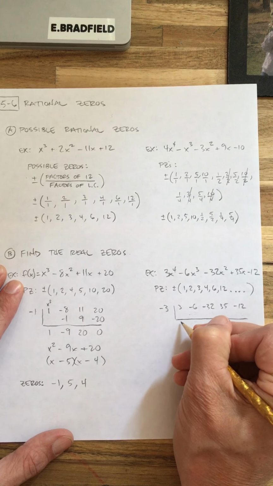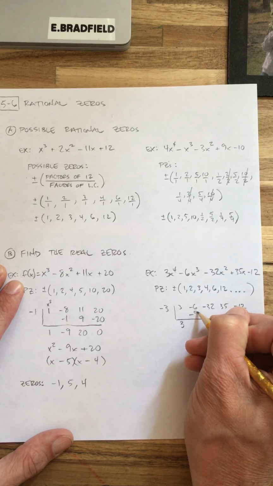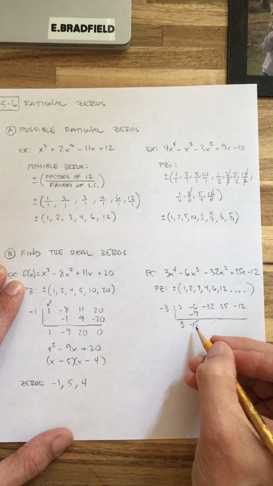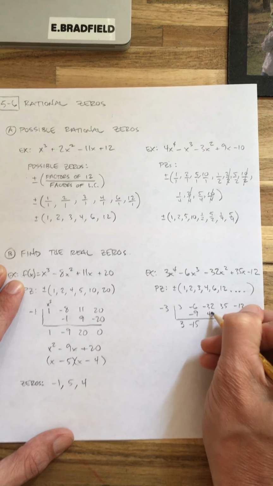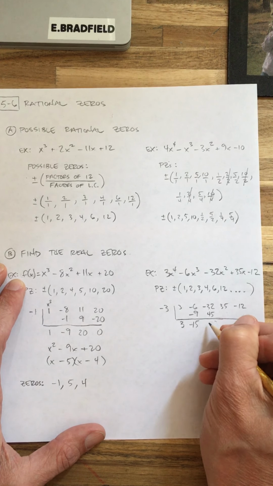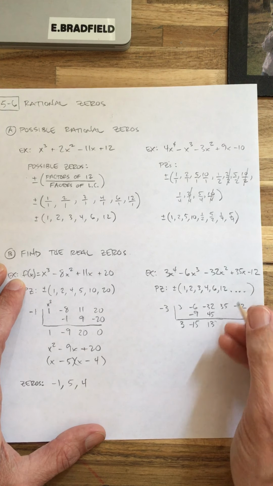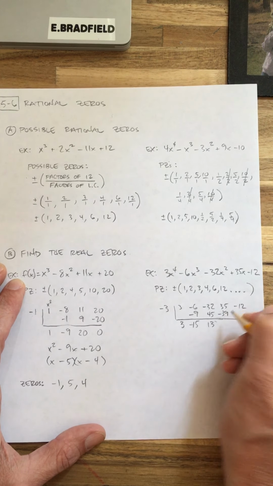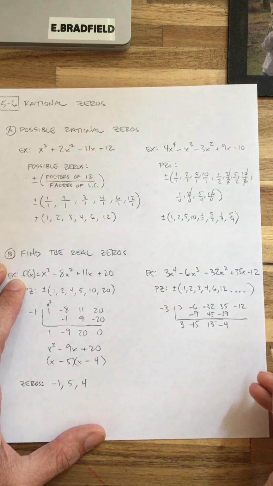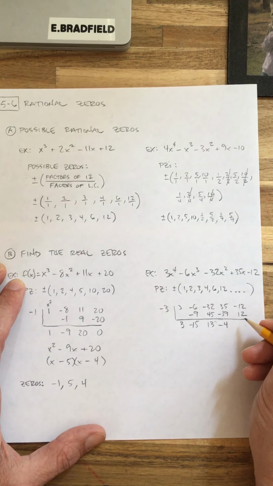Okay, so 3, bring it down. -3 times 3 is -9. Okay. -6 and -9 is -15. -3 times -15 is +45. 45 take away 32. Okay, what is that? 13. All right, -3 times 13. Okay, that's -39. All right, 35 take away 39 is -4. Ooh, look at this. -3 times -4 is +12. -12 and +12 is a 0.